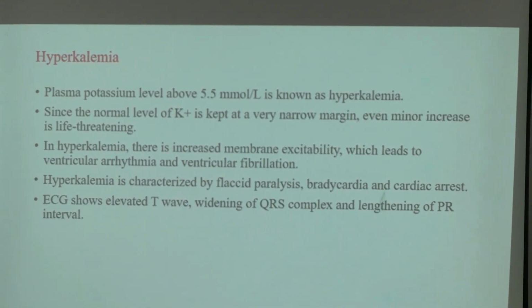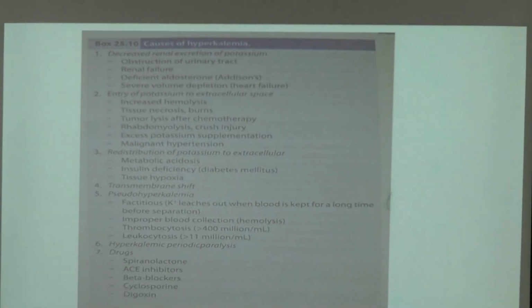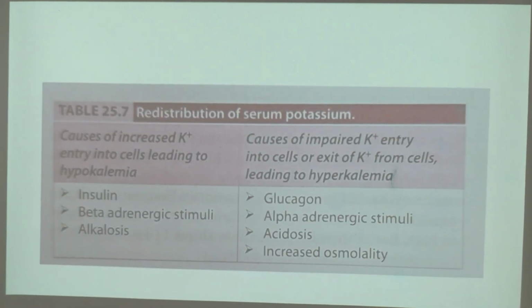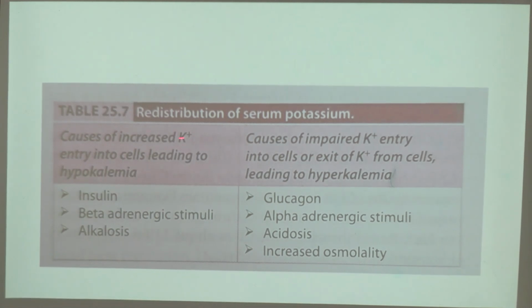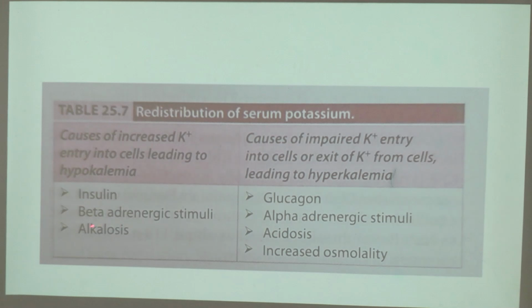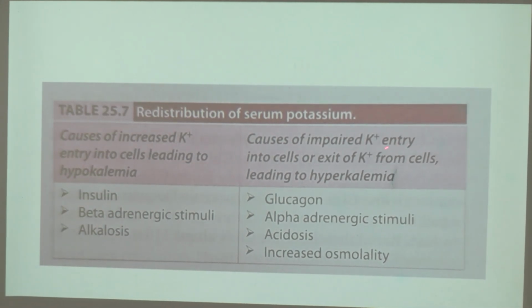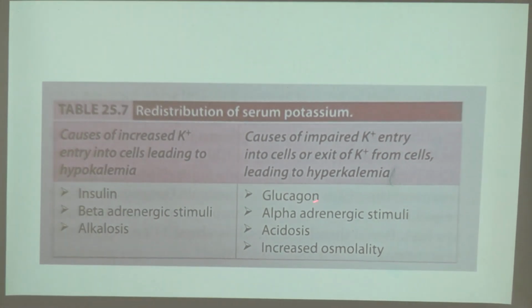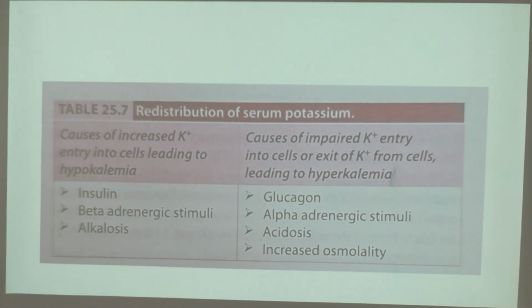Okay. This is a list, go through this book. And this is reduction of potassium. Causes of increased potassium entry into cell leading to hypokalemia are insulin therapy, beta-adrenergic stimuli, alkalosis. Causes of impaired potassium entry into cell or exit from cell are glucagon, alpha-adrenergic stimuli, acidosis, increased osmolarity. Okay.